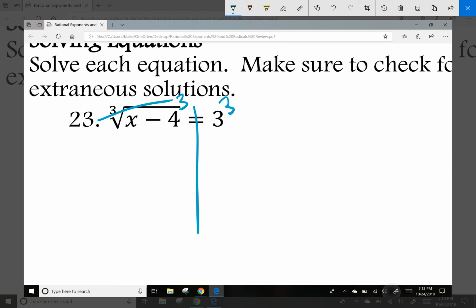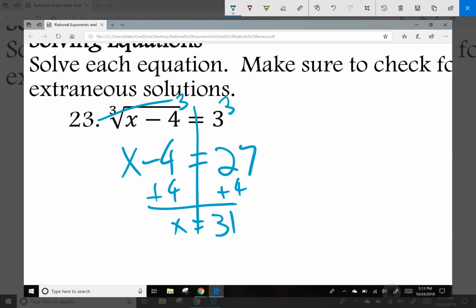So when I raise the left side to the third power, it just gets rid of the radical, leaves me with x minus 4. And then the right side, 3 to the third power, is 27. And now it's just a normal equation. You add 4 to both sides, and we get x equal to 31.